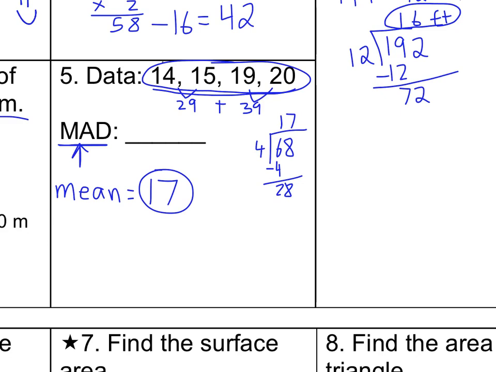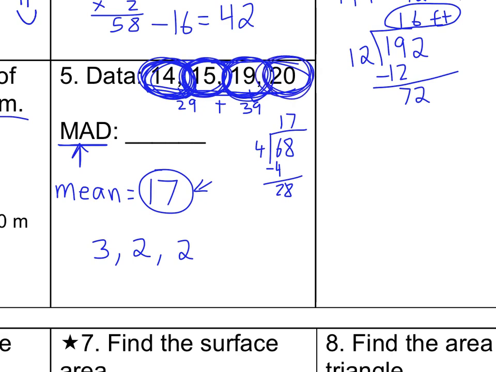So 14 is our first number, right? How far is 14 from 17? 3. How far is 15 from 17? 2. How far is 19 from 17? 2. And how far is 20 from 17? 3. So you'll notice it doesn't matter if they're less than or greater than 17. It's simply how far away. It's a distance. So these are always positive.